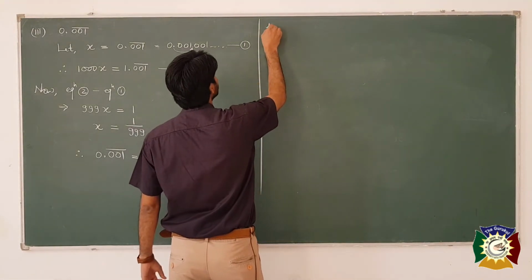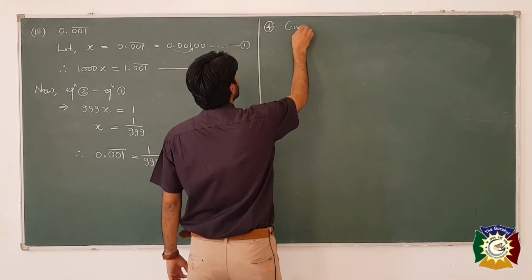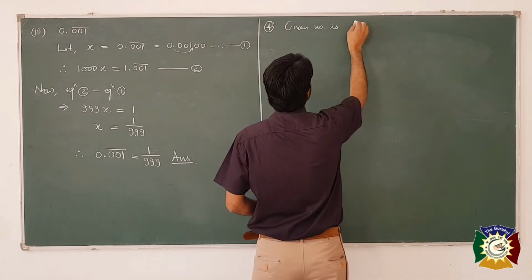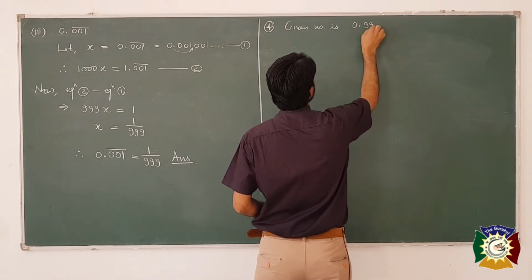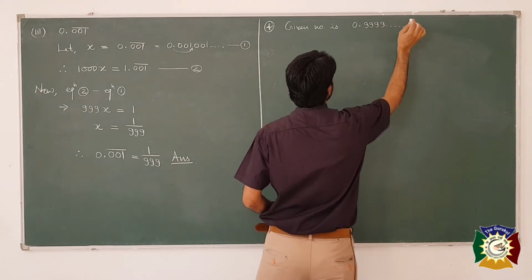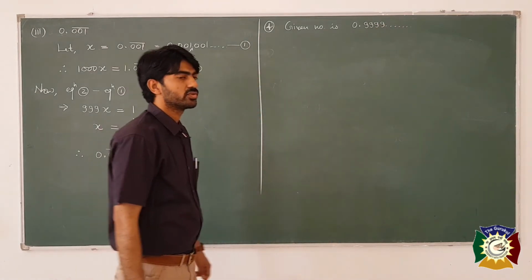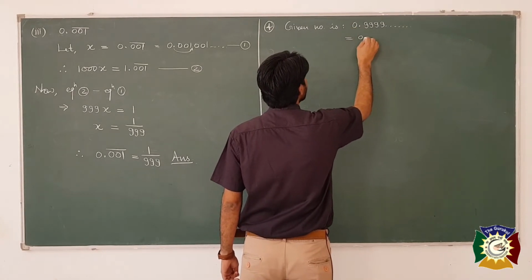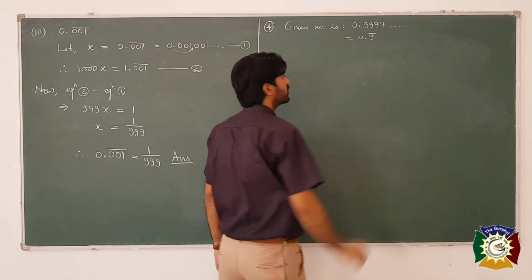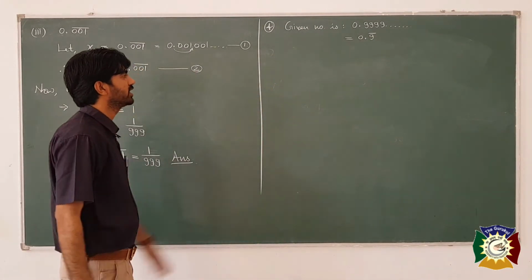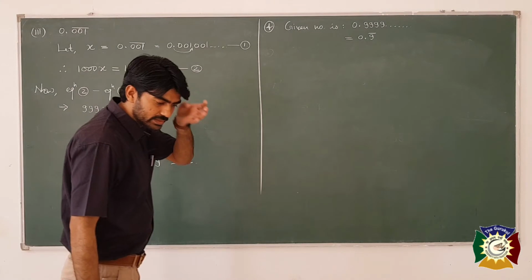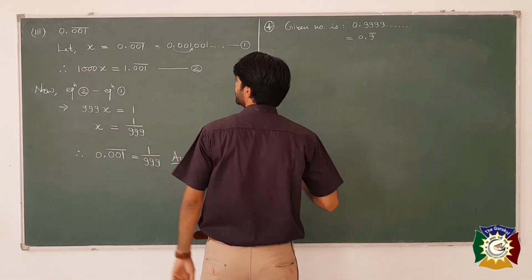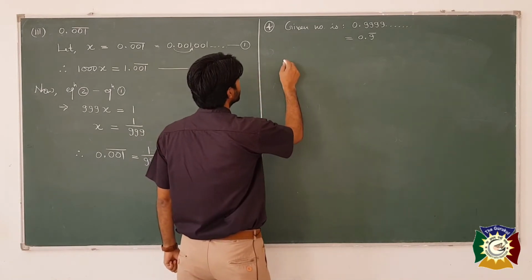Given number is 0.9999 and so on. So it is equal to 0.9 with a bar on 9. Now we have to convert it into P by Q form. Same steps as we have followed in these parts. So we will follow the same steps.